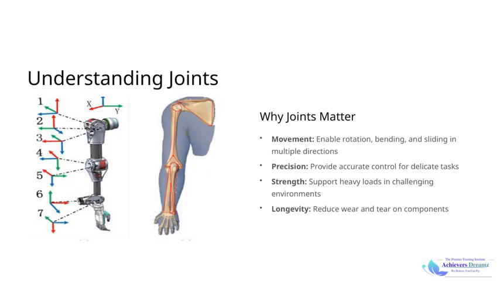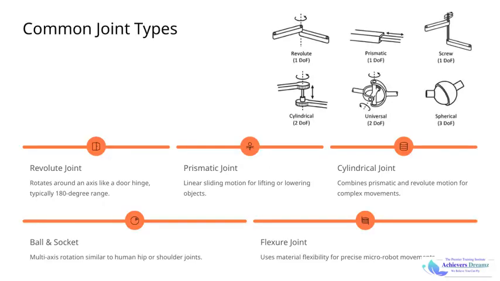Connecting all these points back to our overall theme, understanding how joints work helps us design better, more efficient, and more durable systems. Whether we're talking about robotics, prosthetics, or even biological health. Let's take a closer look at some common joint types used in robotics.